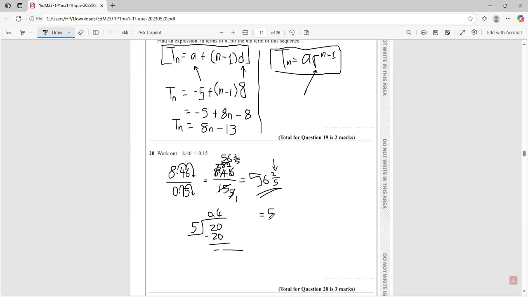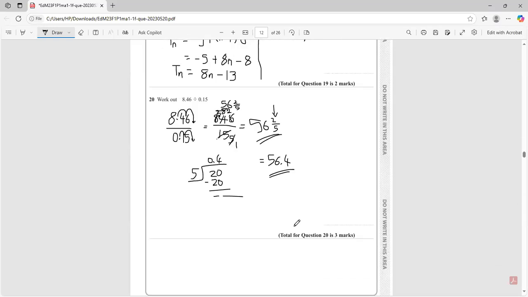So that's going to give us 56.4. Did you get that? Yes. Okay, so that's your final answer. If you want to put 0.40, it's still the same thing. 56.4, 56.40 are still the same thing.